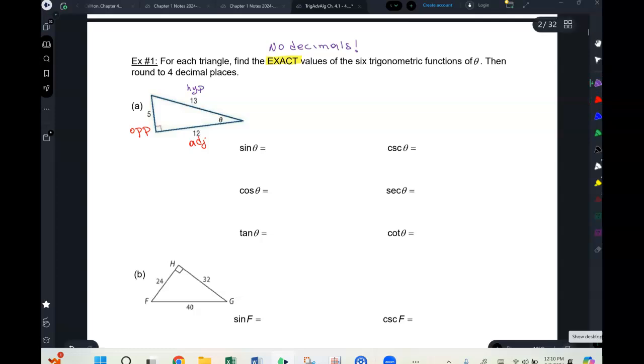Okay, so sine is 5 over 13, and that's it. You have to make sure it's simplified, and then you're done. Cosine is 12 over 13. And what's tangent? 5 over 12. And then the rest, you just take the reciprocals. So 13 over 5, 13 over 12, 12 over 5. Okay.